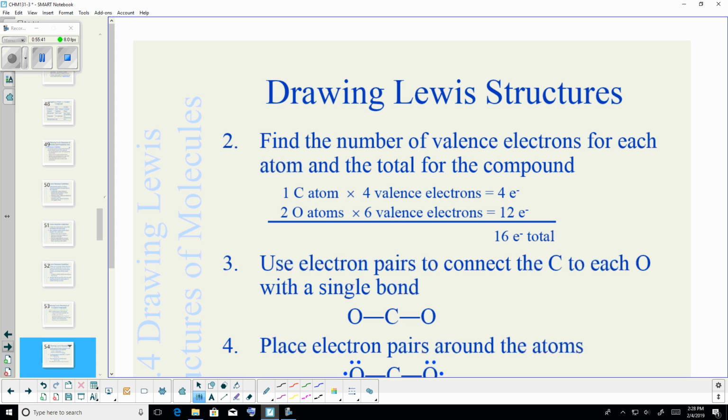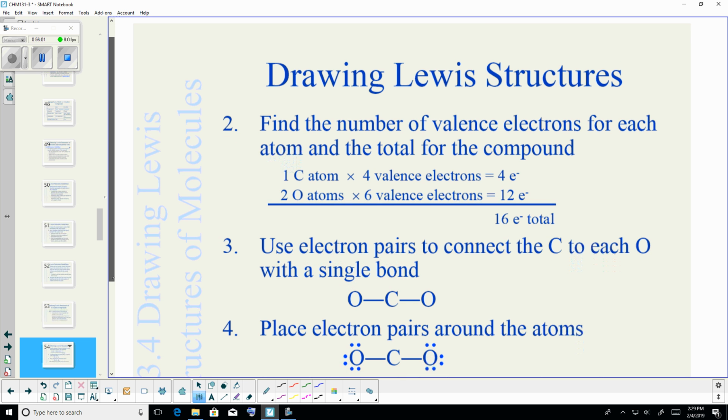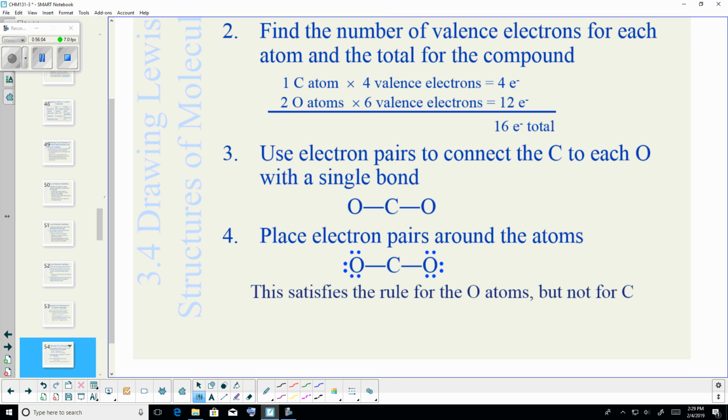So you start off, you put a single bond between each oxygen and the carbon. So now you've used 4 electrons. There's 2 in each bond. So you have 12 left over. Next, you give the outside atoms, what we call the terminal atoms, complete octets. So now here, each oxygen has 8. 2, 4, 6, 8, 2, 4, 6, 8. You got to count the bond as a 2. So we've used a total of 16 electrons, which is all we had.